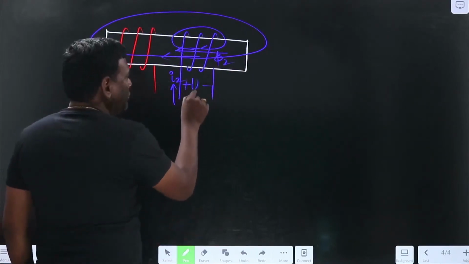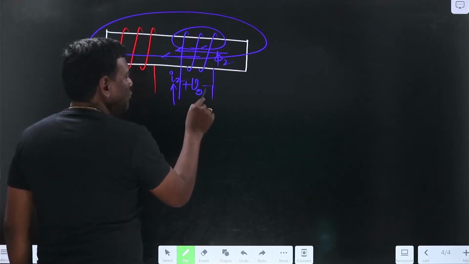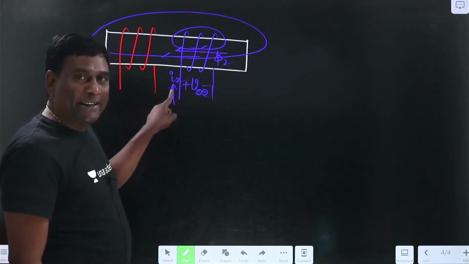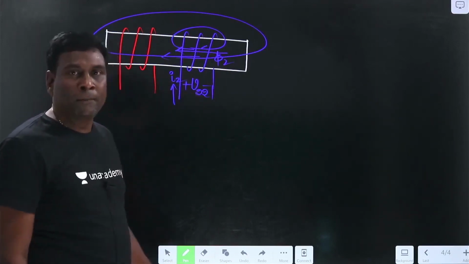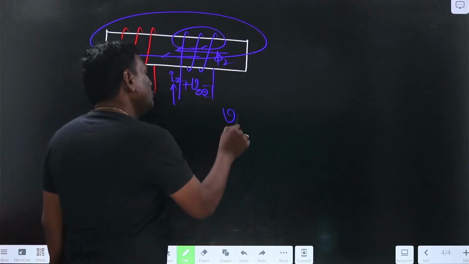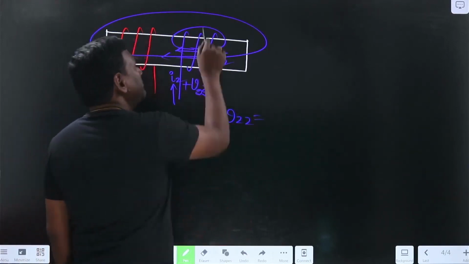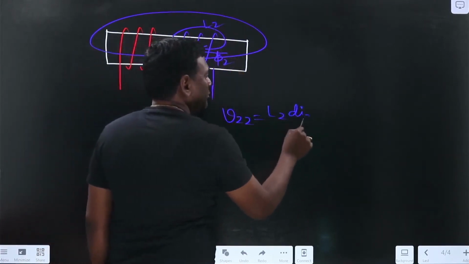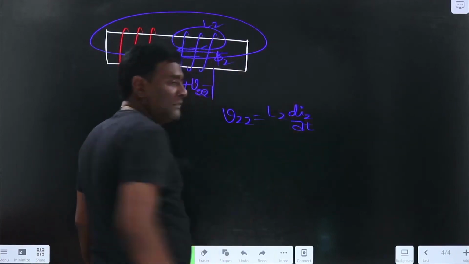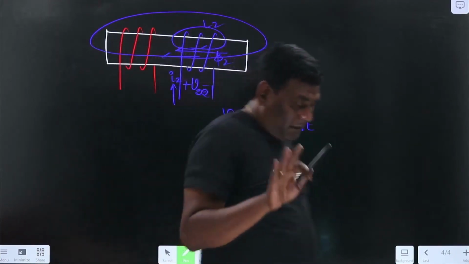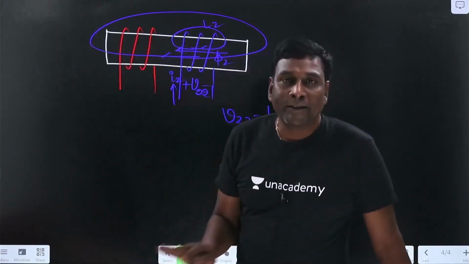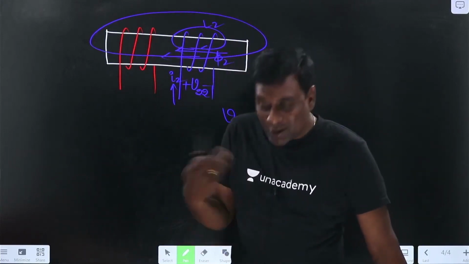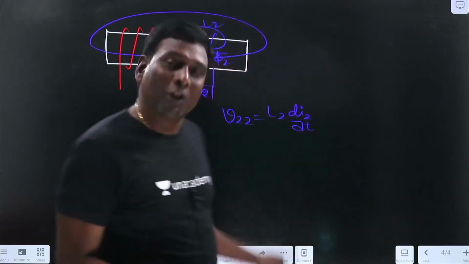So that induced voltage is V22, the self-induced voltage. Because of I2 variation, some voltage is induced here. How much is that V22? V22 equals L2 into di2 by dt, if I think of the inductance of this as L2. Mutual coupled networks we have to understand slowly. No need to have any rush feelings like it has to be completed. It will be completed. We are going to own it.